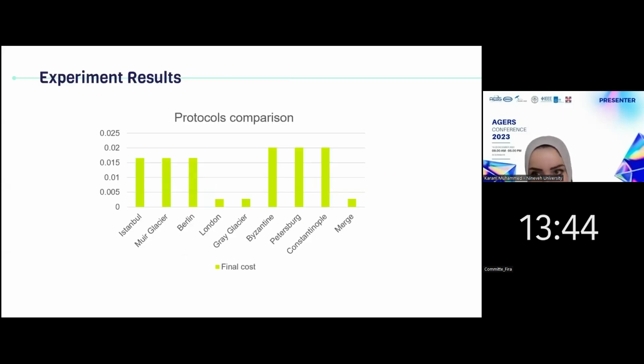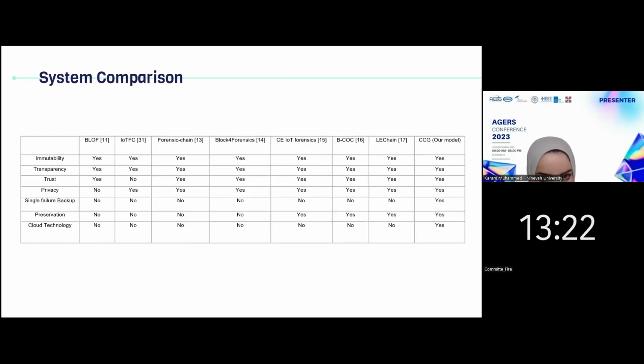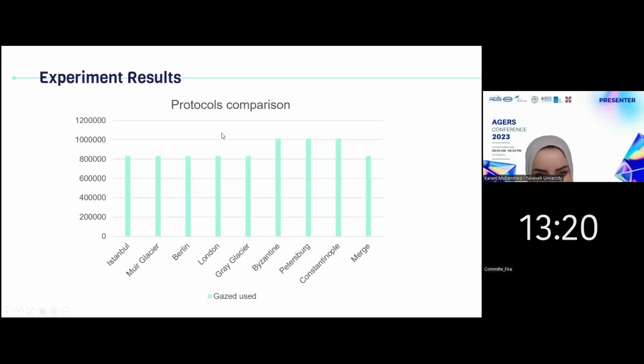Here's a comparison between the protocols used in blockchain technology. We made a comparison in final cost between a number of protocols like Istanbul, Berlin, London, and others. Also, we made a comparison in gas price and in gas used. Finally, we found the London protocol is the best one, so we used it in our system.